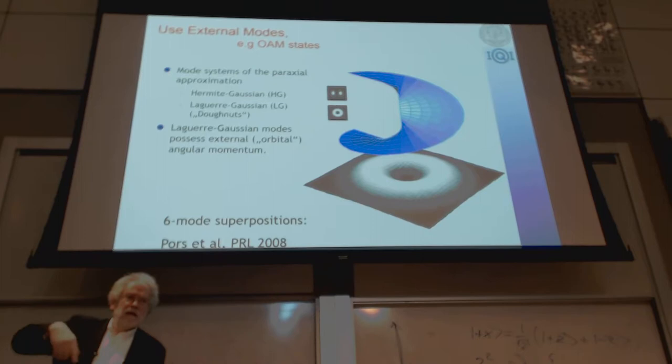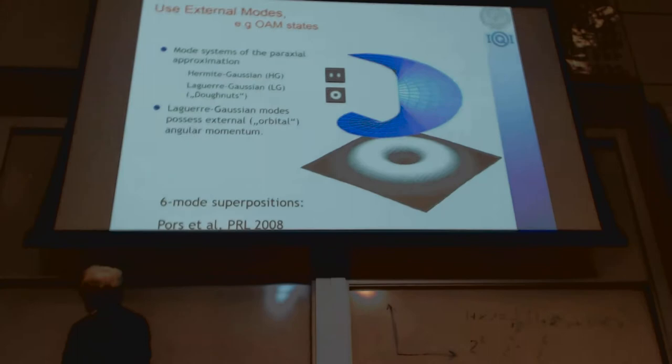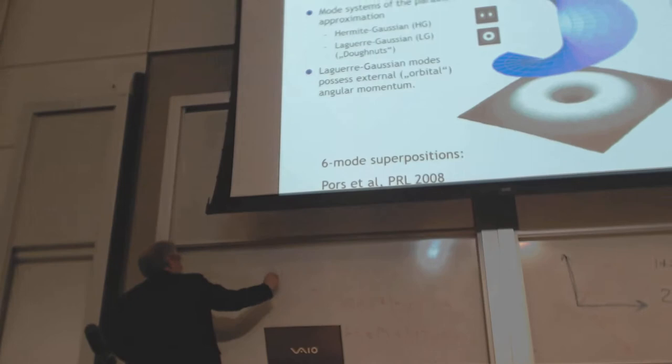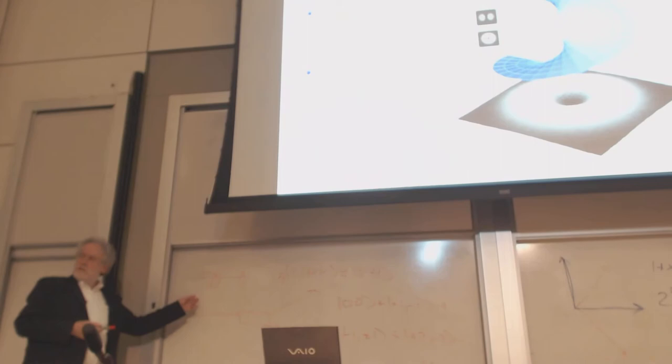A winding staircase, okay? Which is a legal solution of the Maxwell equation. And then if you have this kind of winding staircase, like this, right? Then you can ask yourself, what kind of solutions are allowed? Is it an eigenstate of the number operator?